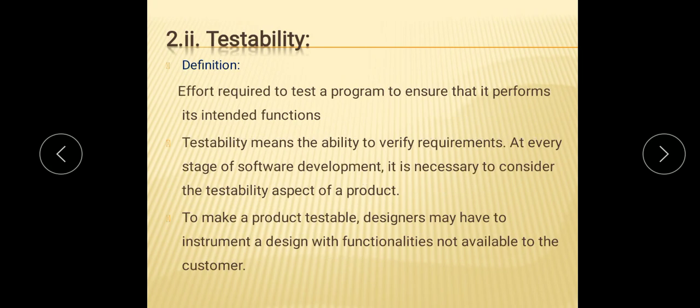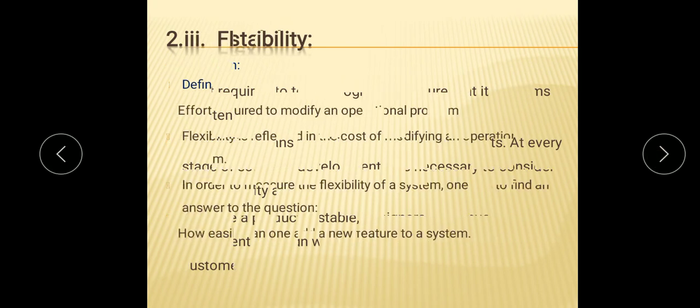The next one is testability. The effort required to test a program to ensure that it performs its intended functions. Testability means the ability to verify requirements. At every stage of software development, it is necessary to consider the testability aspect of a product. To make a product testable, designers may have to instrument a design with functionalities not available to the customer. So it should be easy to test. Your design should be in that manner, by which the testing team can test the software very quickly and easily.